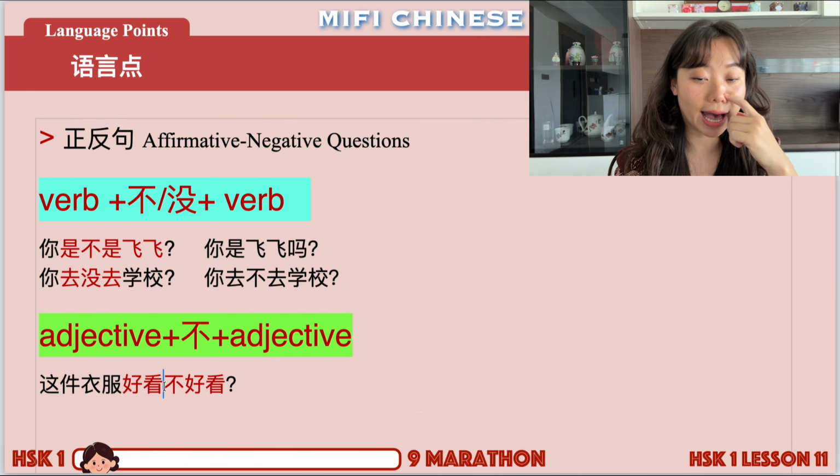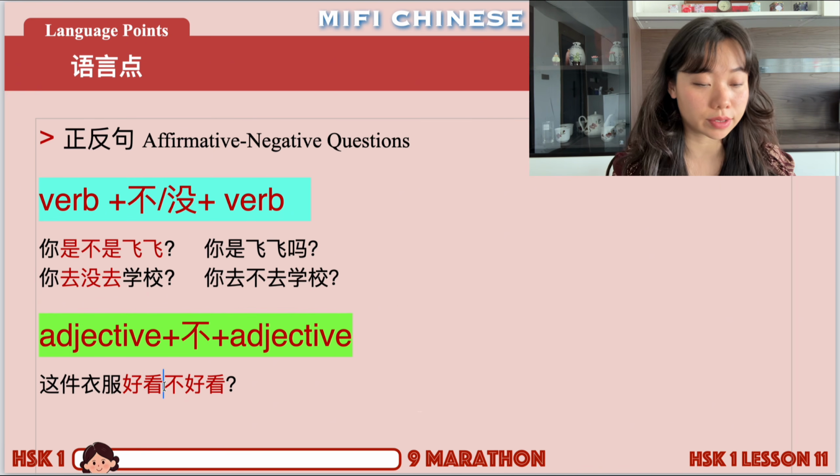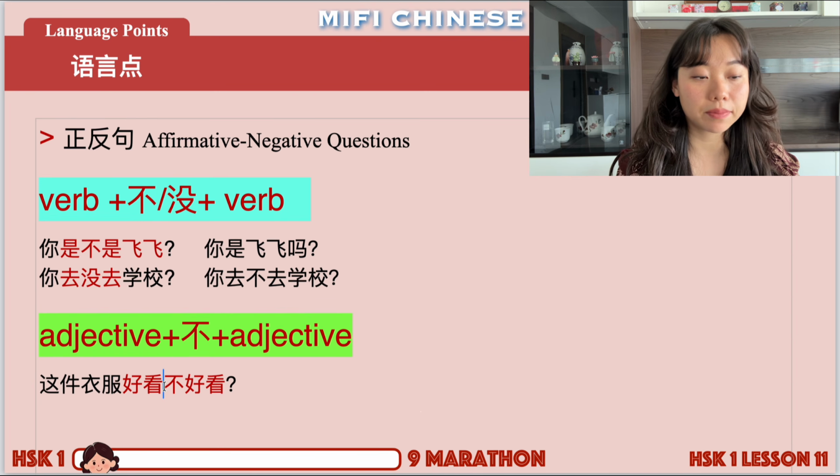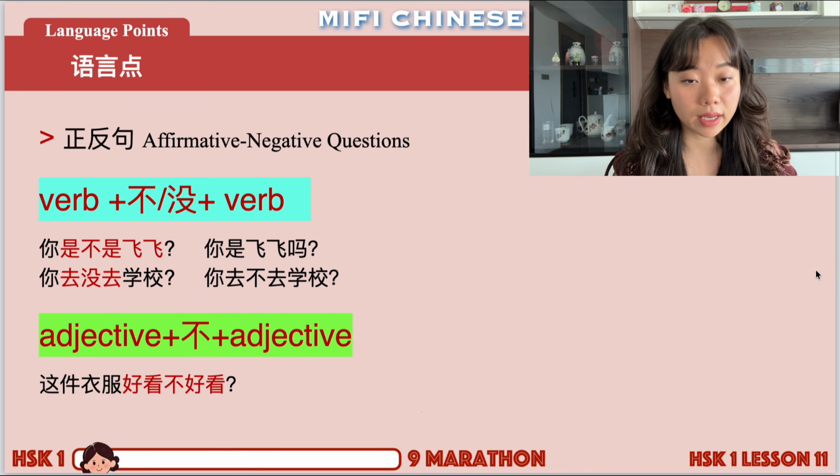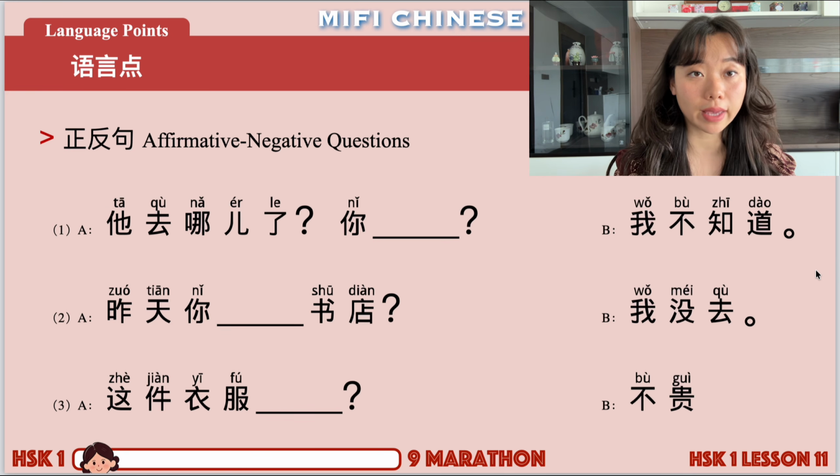So same logic as 好吃 is delicious. 好看 can be translated into pretty or beautiful. So, is this clothing beautiful? Or is it beautiful or not? 好看不好看? Okay, so this is the basic structure of how to use affirmative negative questions. Next, let's do some exercises.